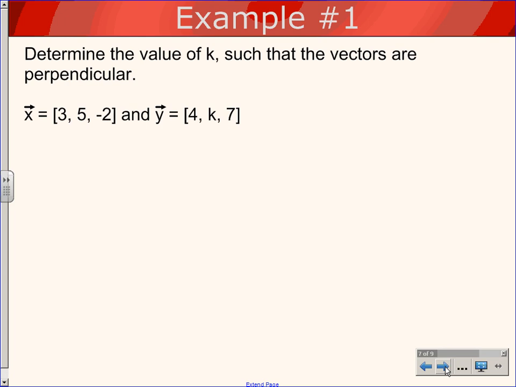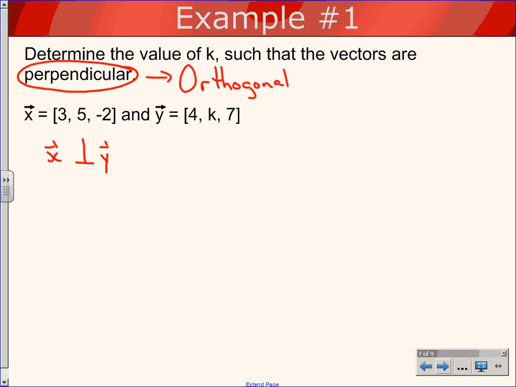Determine the value of k such that the vectors are perpendicular. So we're given two vectors, and we want vector x to be perpendicular to vector y. By the way, I can't remember if this is going to come up in the homework tonight. It's going to come up at some point. The word perpendicular is the same as the word orthogonal. It's going to ask almost the exact same question. Determine the value of k such that the vectors are orthogonal. Orthogonal and perpendicular are the same word. Orthogonal is a fancier word.